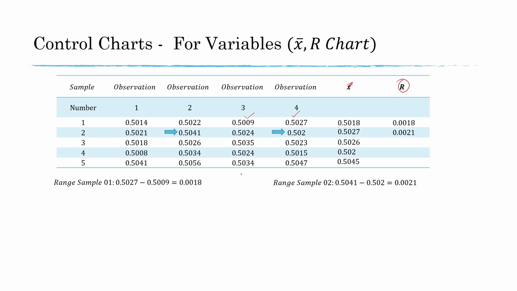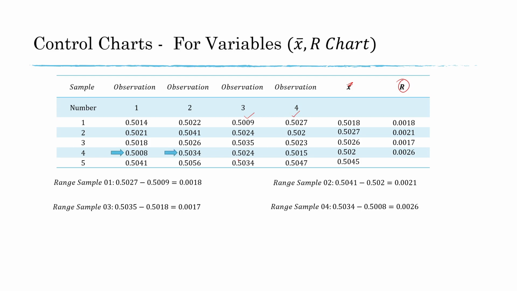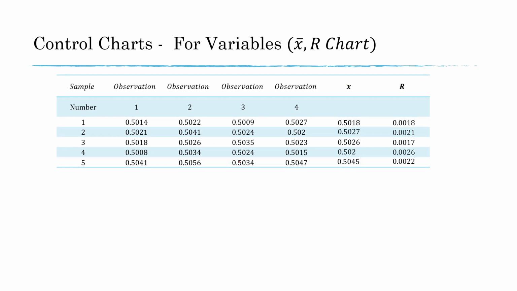The range for sample 2 is 0.0021. The range for sample 3 is 0.0017. For sample 4, the range value is 0.0026. And for sample 5, the value is 0.0022. Next, we calculate the value of X double bar and R bar.